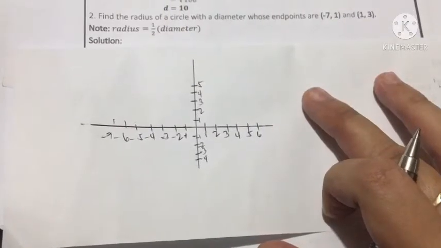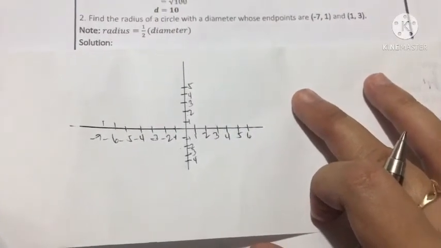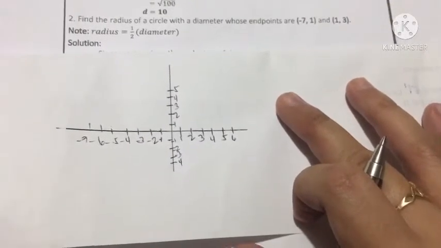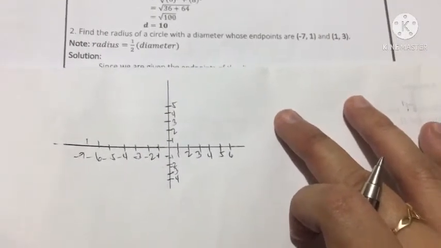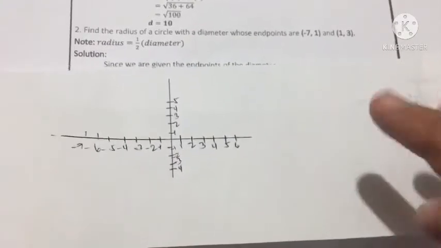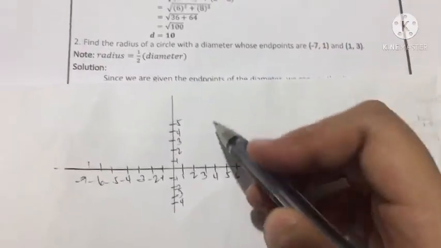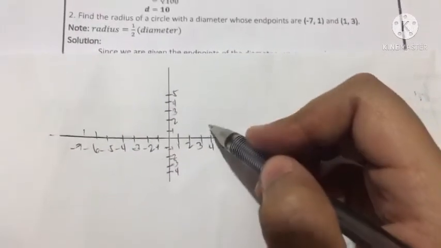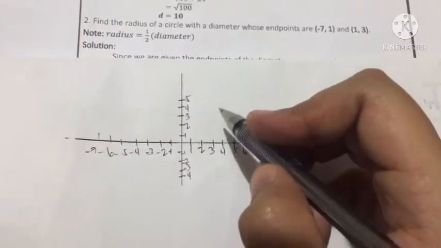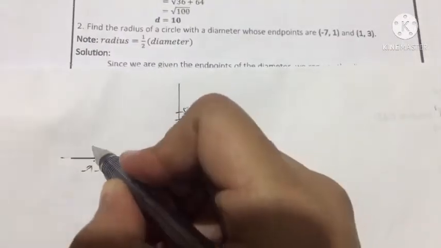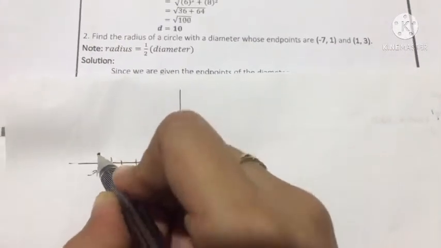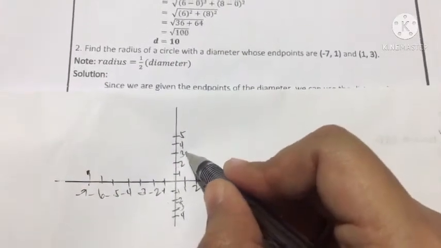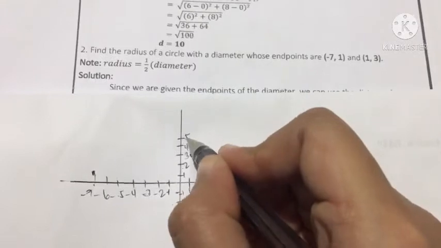Okay. Another example. Find the radius of a circle with the diameter whose endpoints are negative 7, 1, and 1, 3. So, tandaan natin that the radius is half of the diameter. So, kung given daw diameter natin yung endpoint natin, i-visualize natin, ito yung ating coordinate plane natin. So, negative 7, 1. Ito yung isang point. Then, the other point is 1 at saka 3. Ito siya.